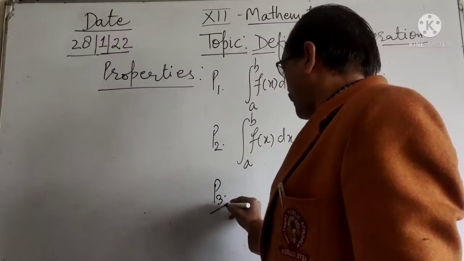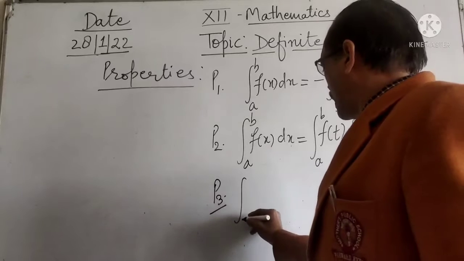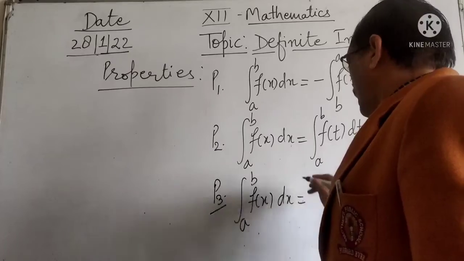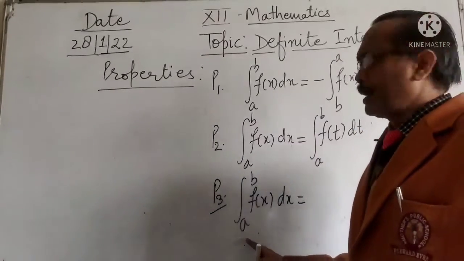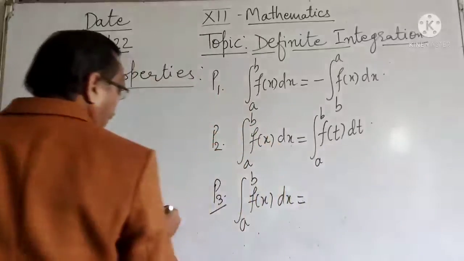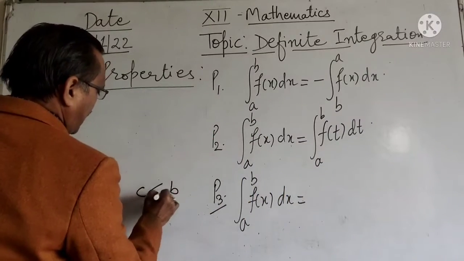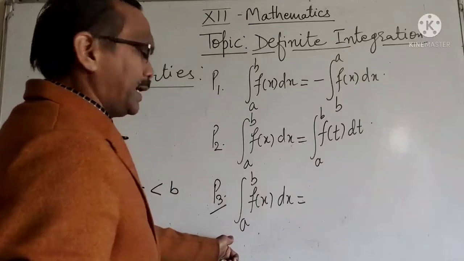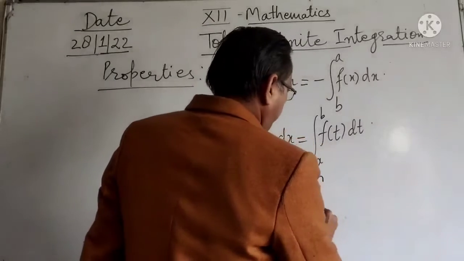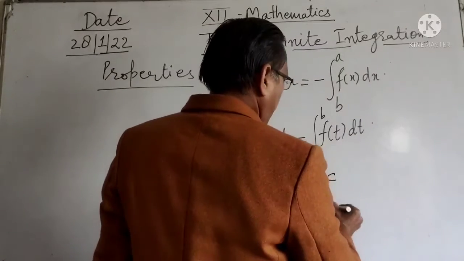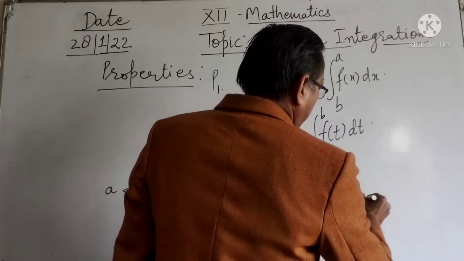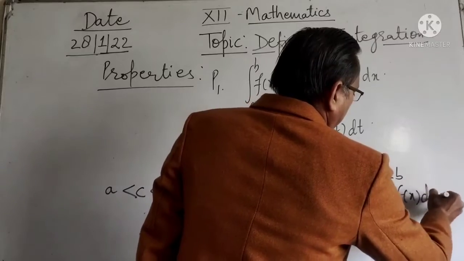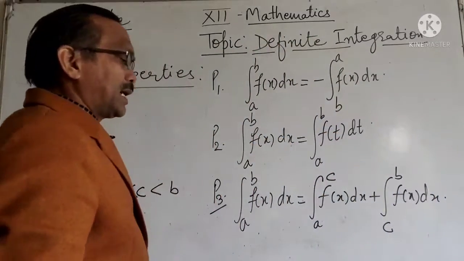Property number 3: a to b f(x) dx. Dear student, you know a is the lower limit, b is the upper limit. So there may be a number c that is greater than a and less than b. So we can break this integration into two parts, a to c f(x) dx plus c to b f(x) dx, and we can generalize it.